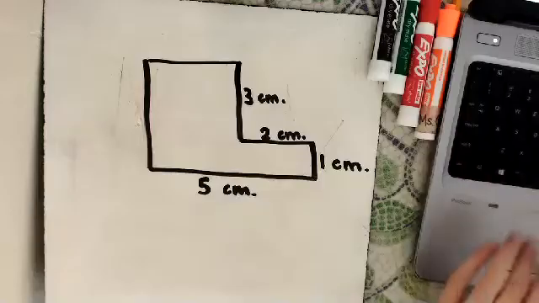So I'm going to do one problem with you that's not on the problem set. Then I'm going to do number 3 from the problem set with you, and that should help you get a good start on this. So here is the first shape.